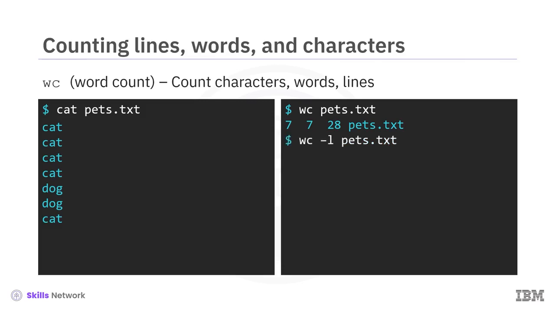To view only line count, you can use the -l option, which returns 7 pets.txt. And similarly, to view only word count, you can use the -w option. And to view only character count, you can use the -c option.